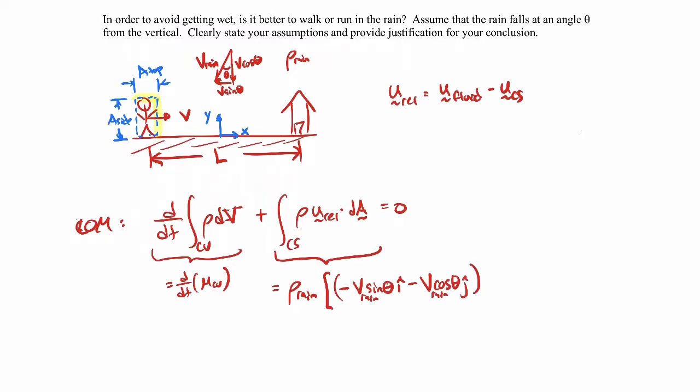Right, so what I'm doing is evaluating the velocity of the fluid. That's the rain. And I have a minus v rain sine theta. It's minus because it's in the minus x direction. And then I have the minus v rain cosine theta here. That's this vertical component, and again, it's in the minus y direction. So that's just u fluid.